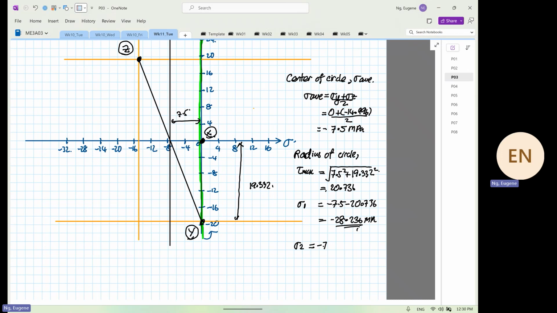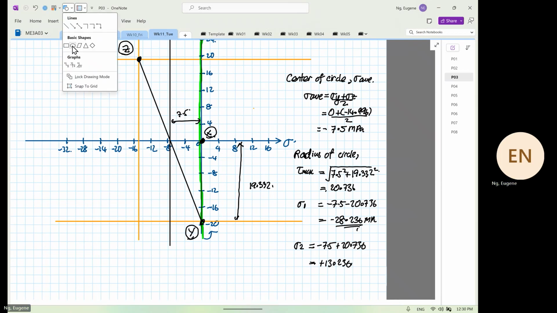Stress 2 is minus 7.5 plus or minus 20.736. Okay, so that's because it's the center of the circle. You are finding the diameter of the circle, or the extreme position of the circle, now. So this will be equal to positive 13.236. So now we can more or less sketch the Mohr circle.